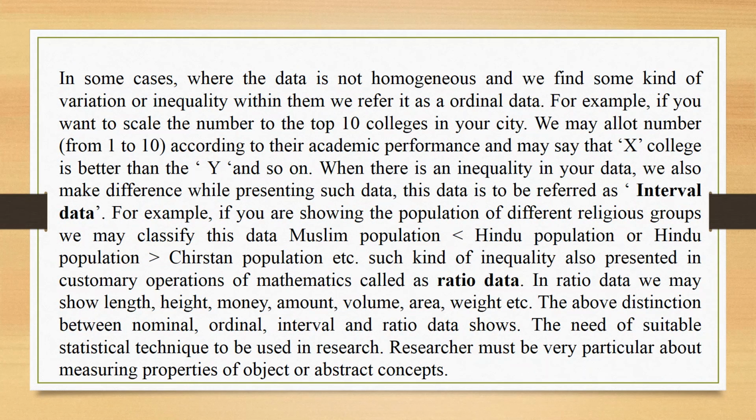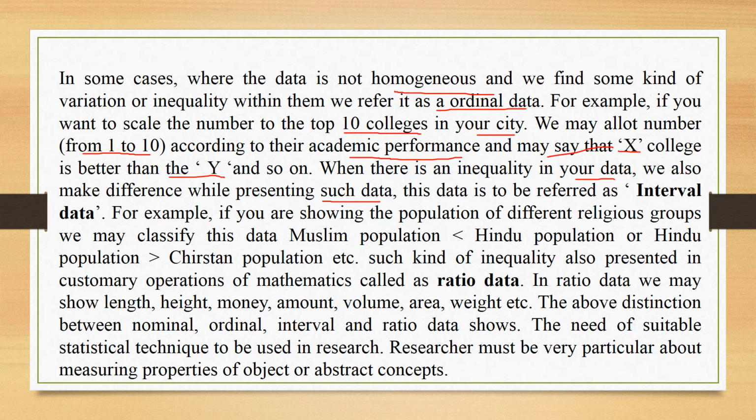In some cases where the data is not homogeneous and we find some kind of variation or inequality within them, we refer to it as ordinal data. For example, if you want to scale the top 10 colleges in your city, we may allot numbers from 1 to 10 according to their academic performance and may say that X college is better than Y and so on. When there is an inequality in your data, we also make a difference while presenting such data.